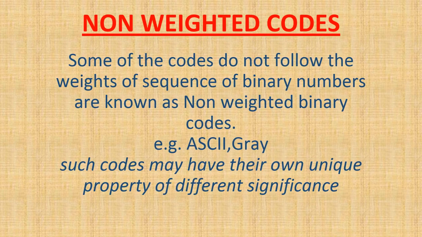Now we learn about non-weighted codes. Some of the codes do not follow the weights of the sequence of binary numbers, and such codes are categorized as non-weighted codes. ASCII and Gray are some examples. These codes are very useful because of their other unique properties. We will discuss it further.